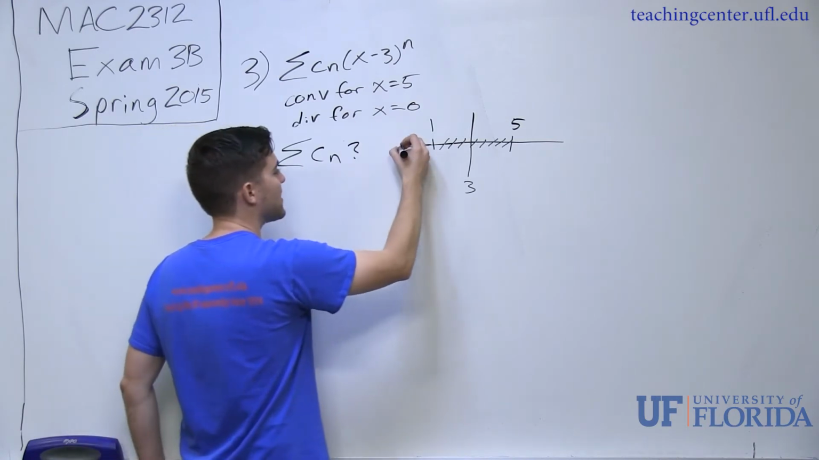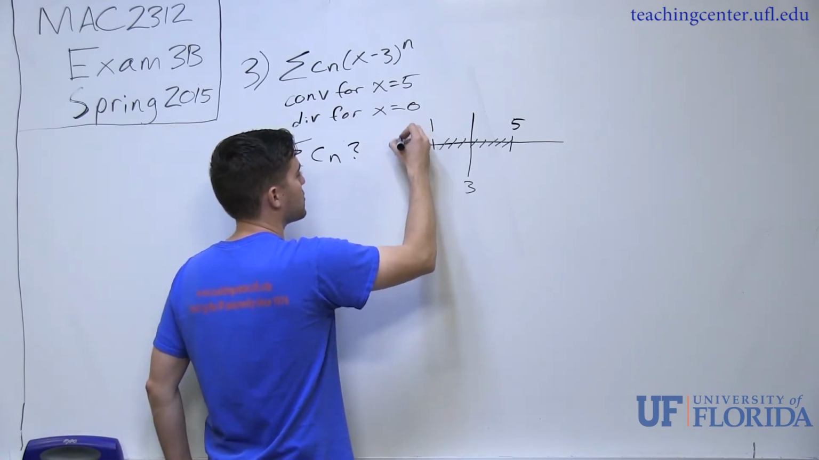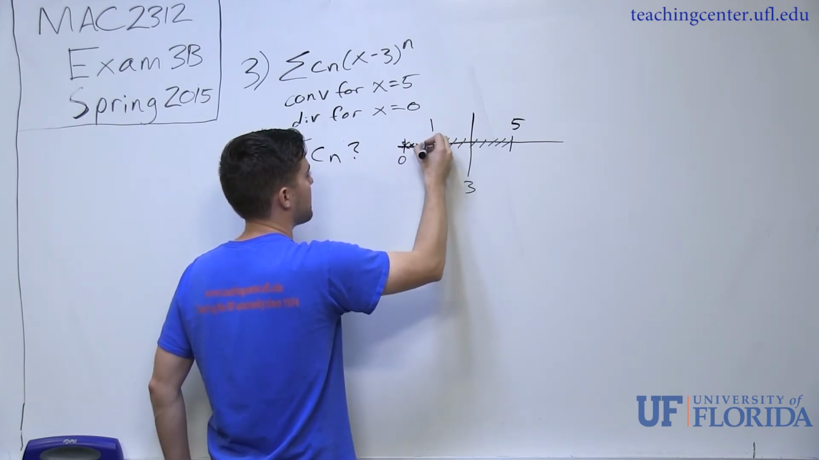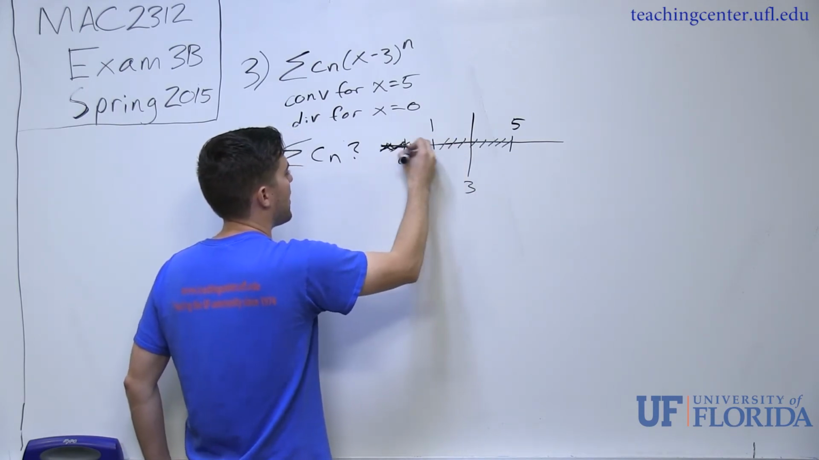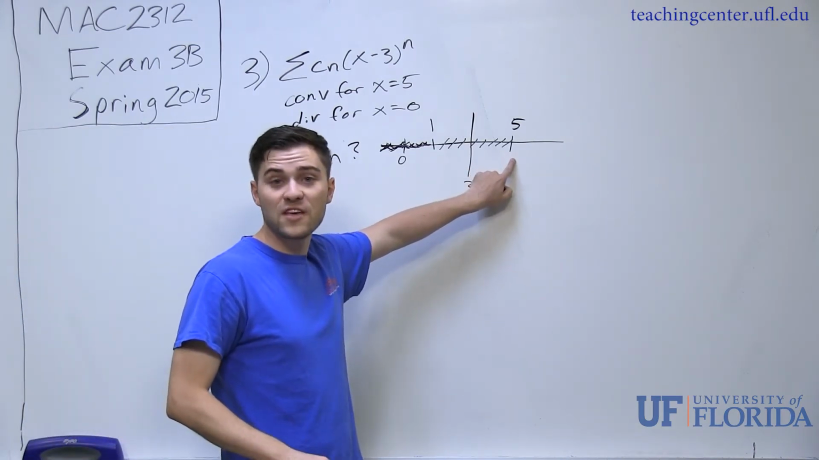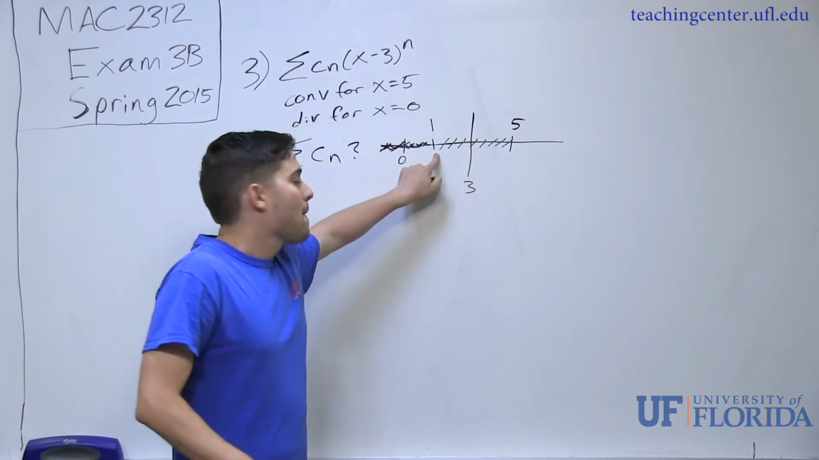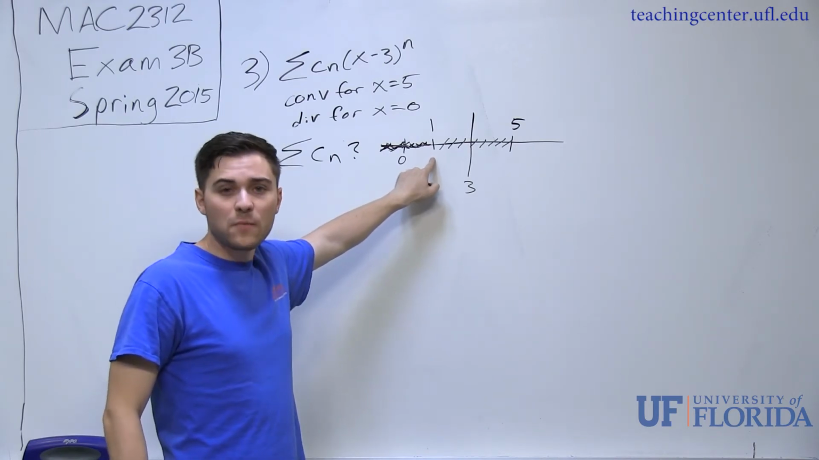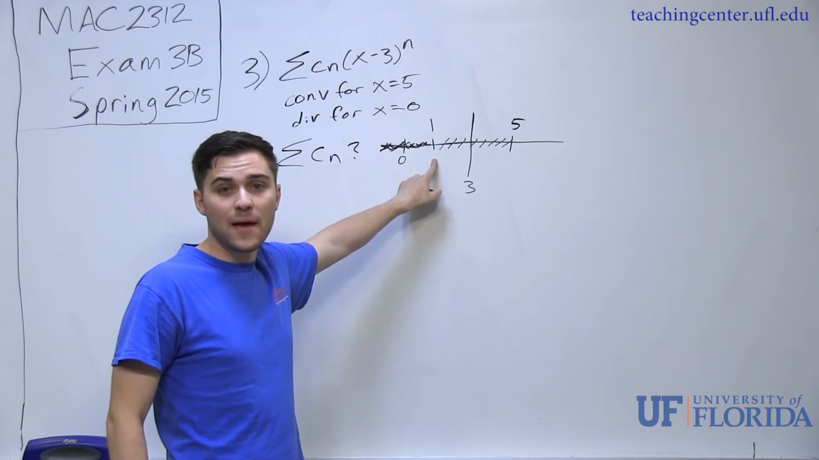However, it also says that it diverges for x equals 0. So if this is 0 out here, this is all divergent. It's also important to note that it tells us it converges at this endpoint, but we don't necessarily know if it converges at x equals 1. So we have to be really careful if we make assumptions around that point.